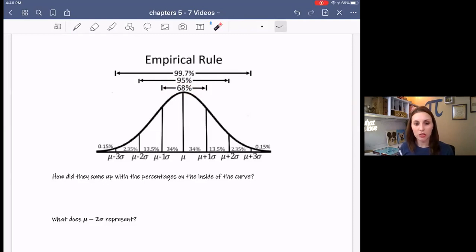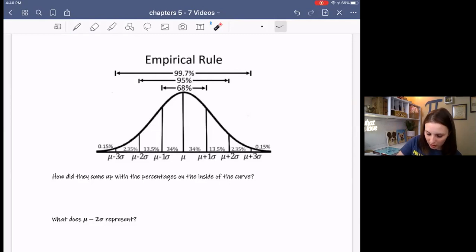So I've already kind of talked about this next question. How did they come up with the percentages on the inside of the curve? The percentages represent the areas from the z-tables. So just for a second here, I want you to use the z-scores. Remember that this represents a z-score. -1 represents a z-score of one standard deviation below the mean. +1 represents one standard deviation above the mean.